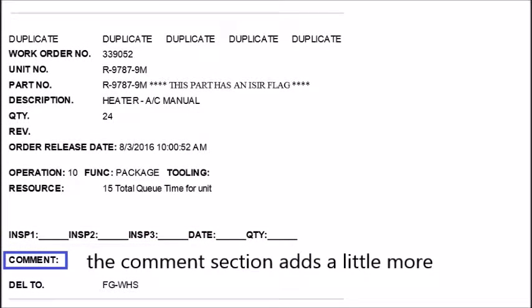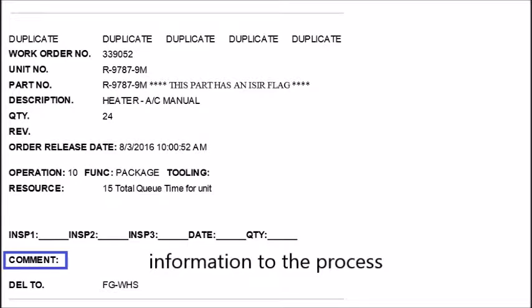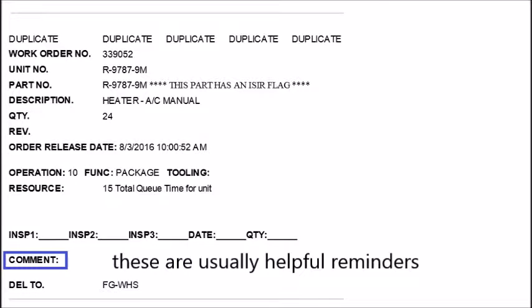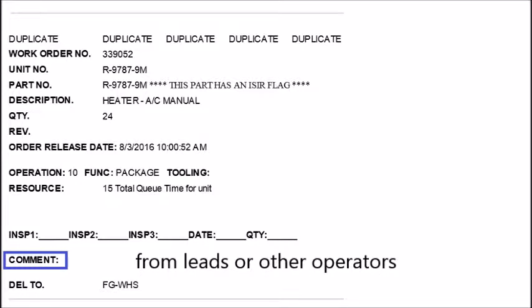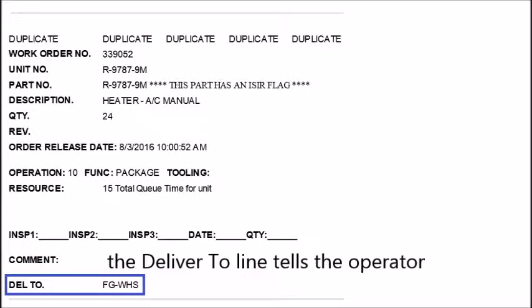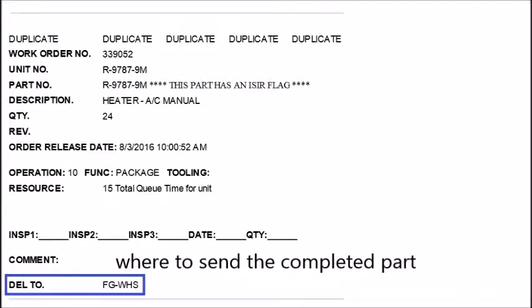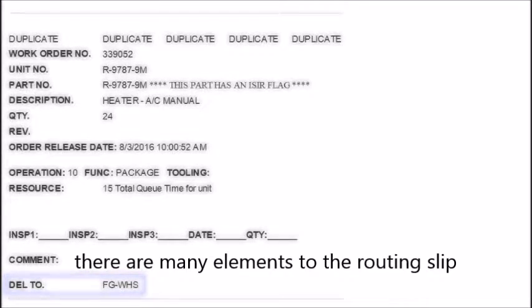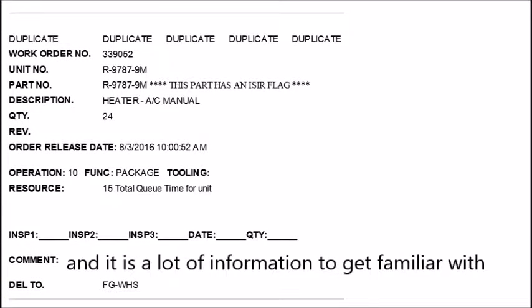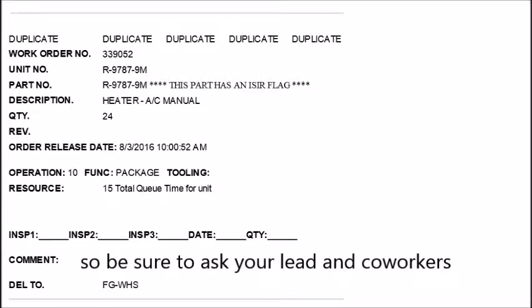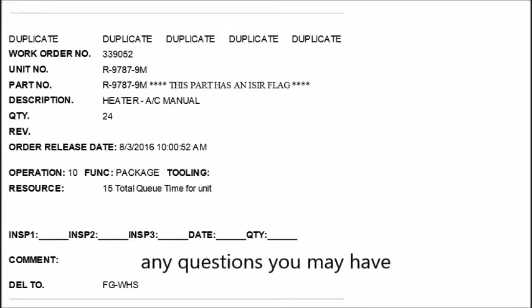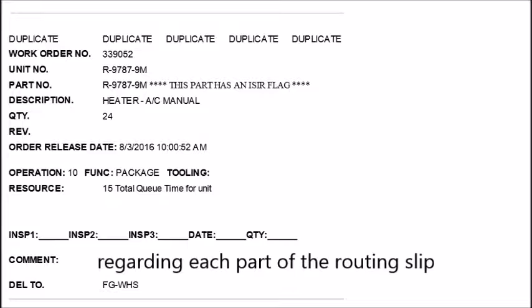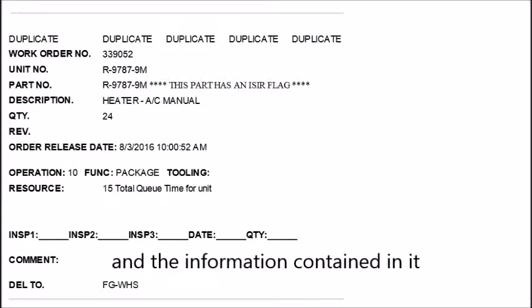The comments section adds a little more information to the process. These are usually helpful reminders from leads or other operators. The Deliver To line tells the operator where to send the completed part when they are finished. There are many elements to the routing slip, and it is a lot of information to get familiar with, so be sure to ask your lead and coworkers any questions you may have regarding each part of the routing slip and the information contained in it.